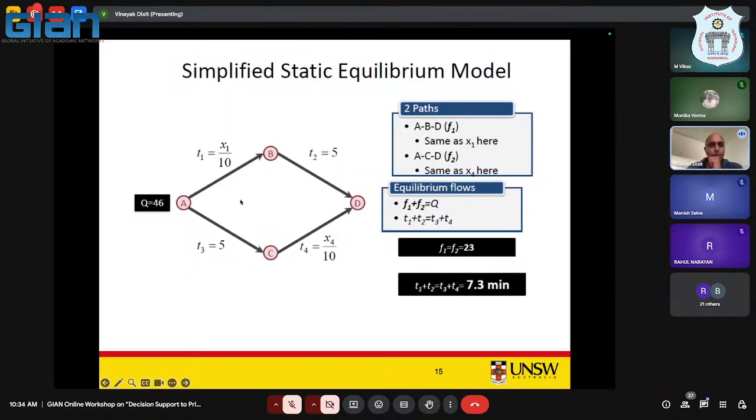Okay, going back to the original problem, 23 people will go on top, 23 people will go down. So that will be 2.3 plus 5, 7.3, and 5 plus 2.3, 7.3, right? Now what is 7.3?